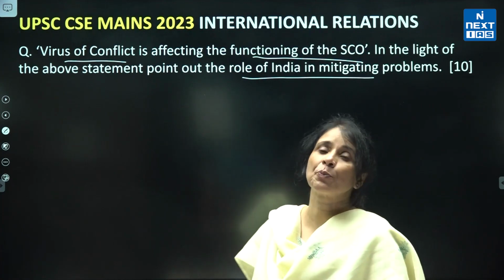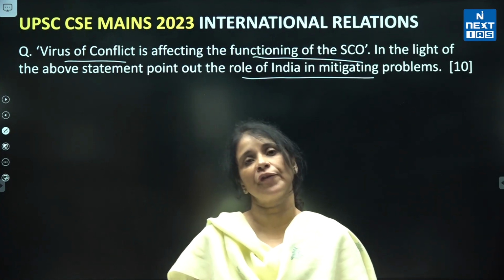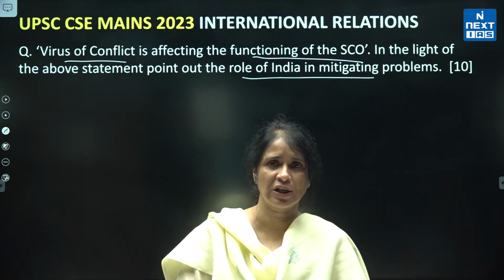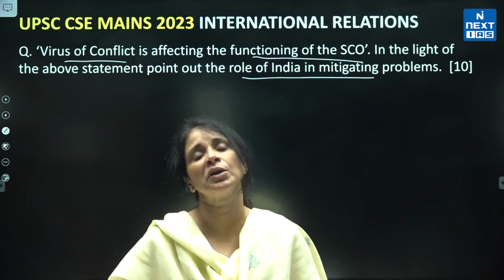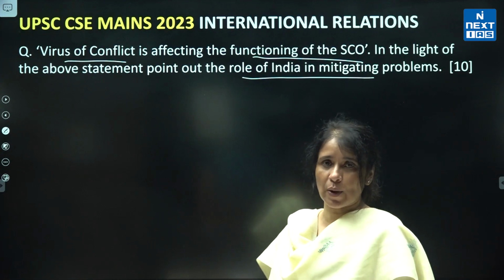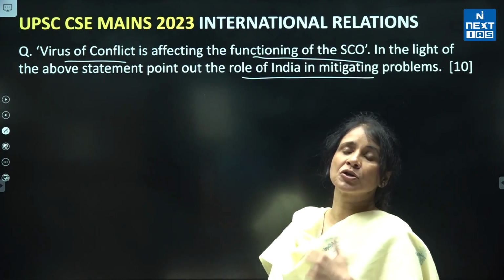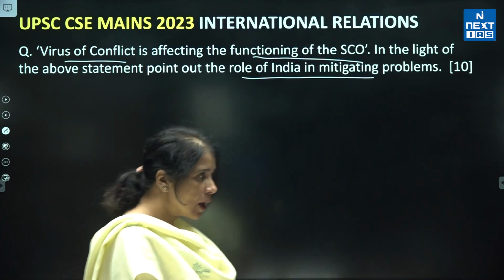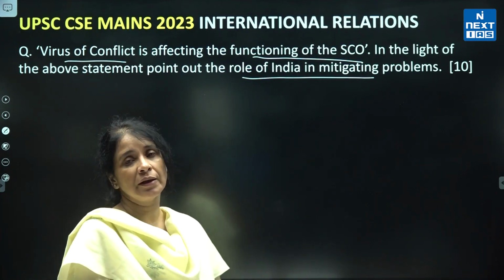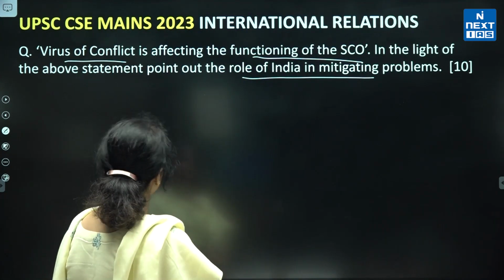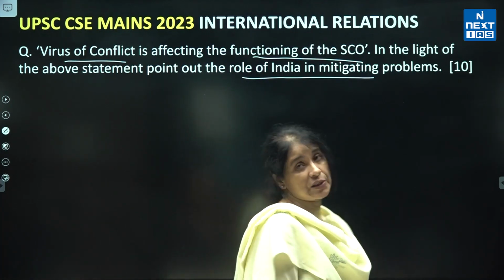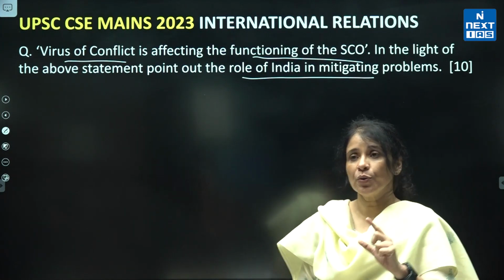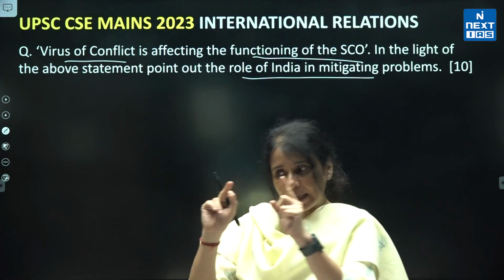So Central Asia has been a focused area of Indian diplomacy for the last few years, ever since we are seeing the rise of China in Central Asia, and we have a lot of economic, political and strategic interest in Central Asia. So that's why for the last 5-6 years we have had 3 questions coming from Central Asia. This time it is the role India can play in mitigating the problems in SCO. The first line they have given is, virus of conflict is affecting the functioning of the SCO. In light of this, we have to say what role India can play. So you have to map the conflicts and what role India can play.